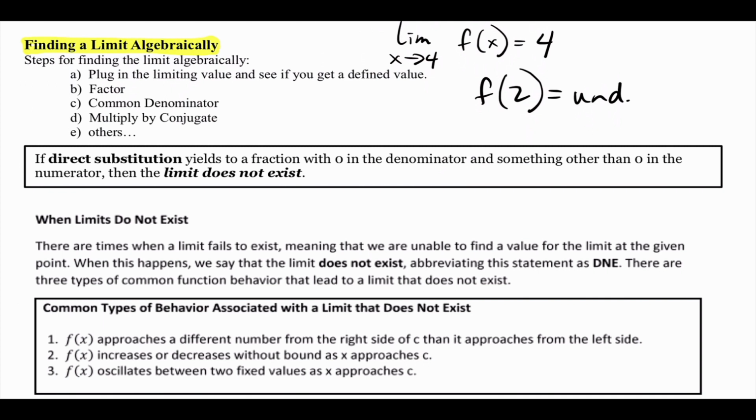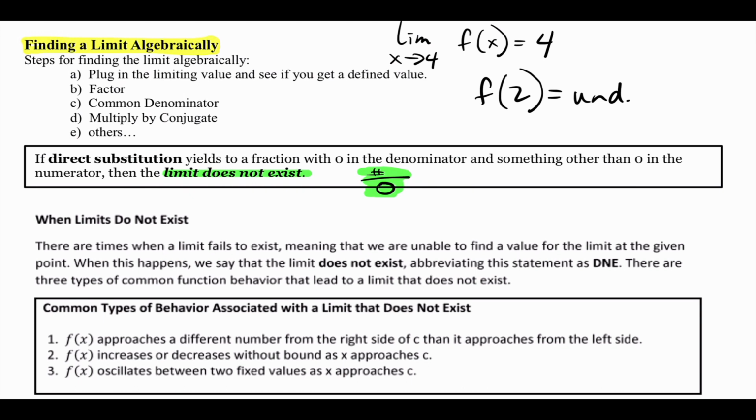Okay? If direct substitution yields a fraction with 0 in the denominator and something other than 0 on top, then you stop and you say the limit doesn't exist. So if we were to plug it in and I were to get a number on top and 0 on bottom, you're done. You just say the limit doesn't exist. If you get zero on top and 0 on bottom, that's when you use B, C, D, E, those guys.